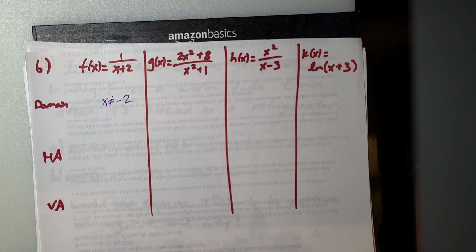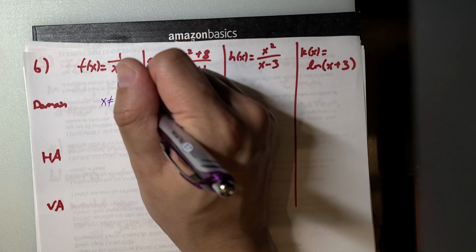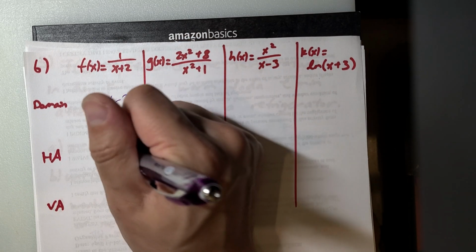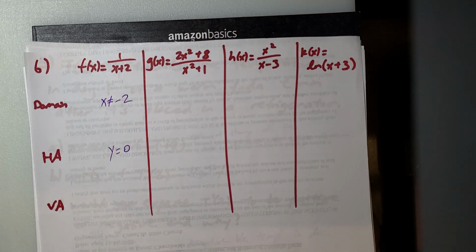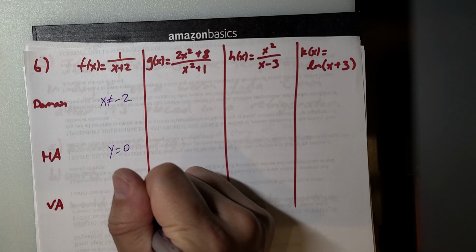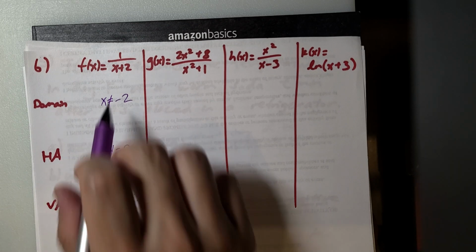Horizontal asymptote, we can do the degree test because this is a polynomial over a polynomial. Degree at the top is 0, degree at the bottom is 1, degree at the top is less than the degree of the bottom, so that means horizontal asymptote at y equals 0. Vertical asymptote, x is -2, similar to the domain.